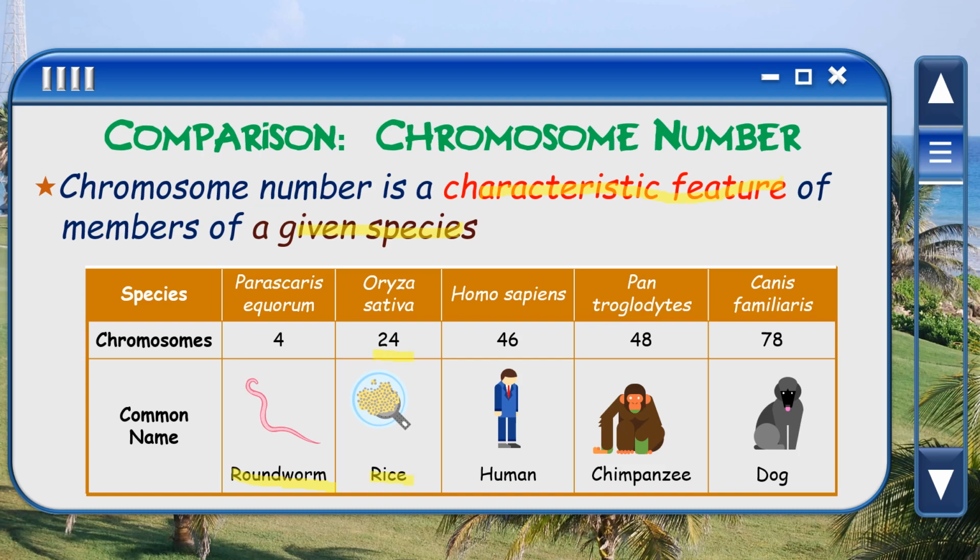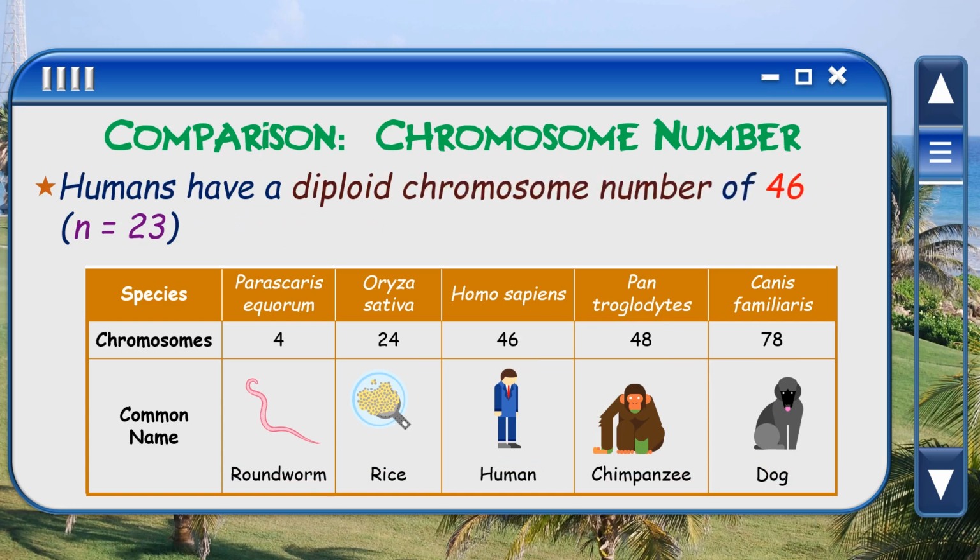They have 24 chromosomes. Humans, of the species Homo sapiens, have 46. The chimpanzee, Pan troglodytes, has 48. And dogs, Canis familiaris, have 78 chromosomes. Humans have a diploid chromosome number of 46, and the haploid number n is 23. The pairs are 23, and the diploid number is 46.